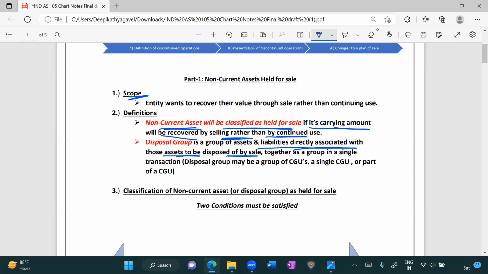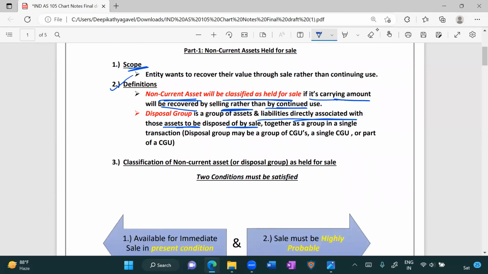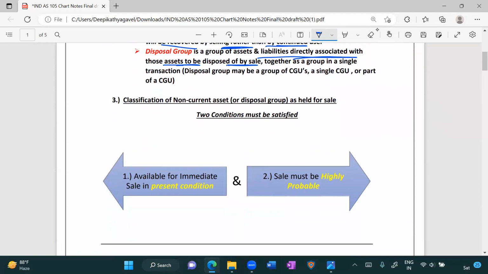This disposal group can be a separate CGU also. What is a CGU? A cash generating unit, right? It can be a group of CGUs or a part of a CGU, right? It can be a separate cash generating unit as such, or it can be a part of a cash generating unit, or it can be a group of cash generating units, right? So disposal groups are groups of assets and liabilities that are associated with the original asset that is going to be sold, right? I hope this definition is also clear, and the scope also we have covered.